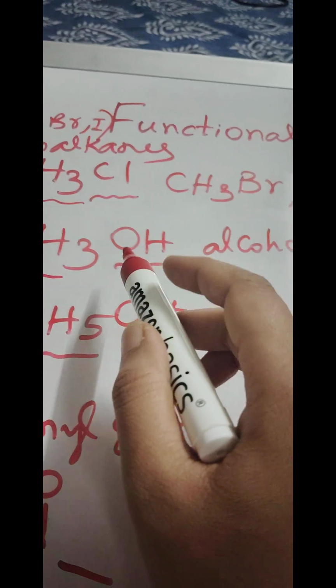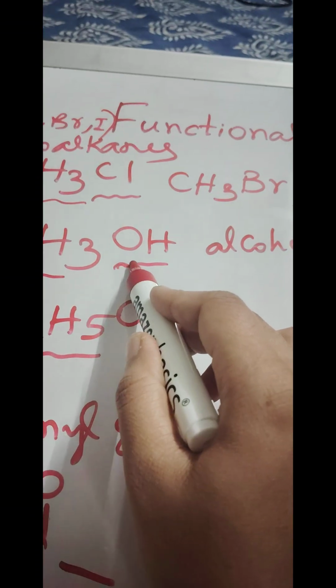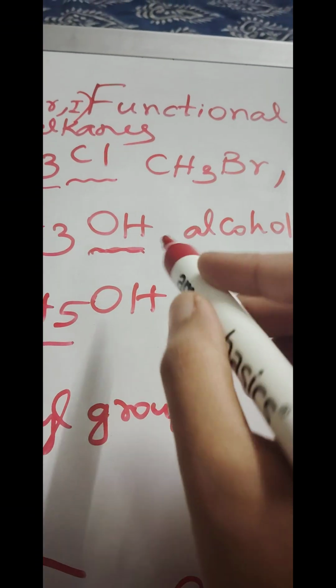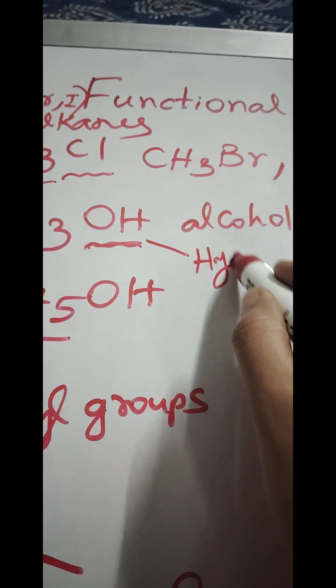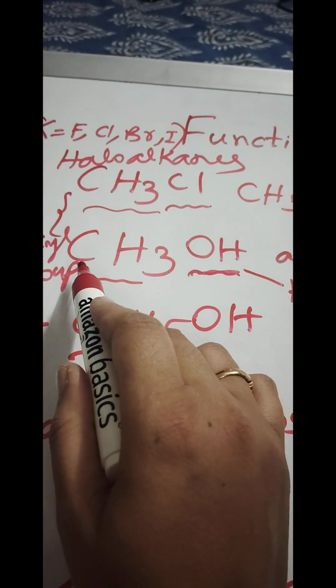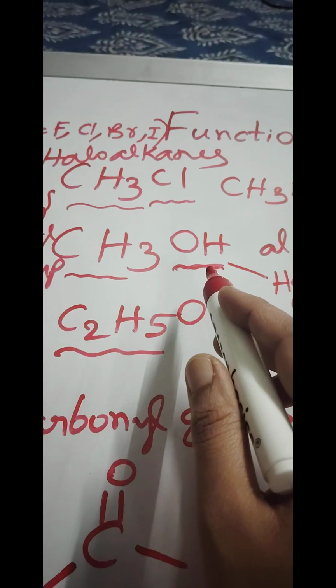Okay, the next functional group is alcohol. Whenever you have an OH group in the molecule, it is called an alcoholic functional group. It is also known as the hydroxyl group. The presence of a hydroxyl group in an organic molecule makes them alcohols. So this hydroxyl group is nothing but OH. Here one carbon is there and alcohol group is there. So the name of this compound is methanol.